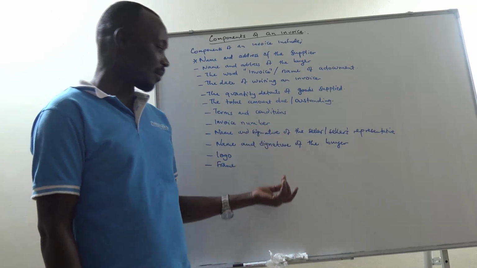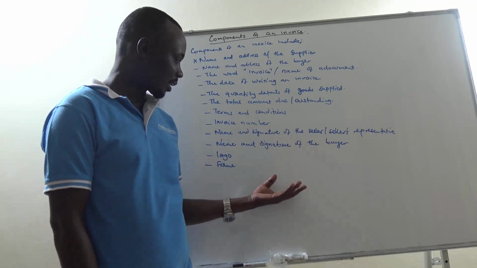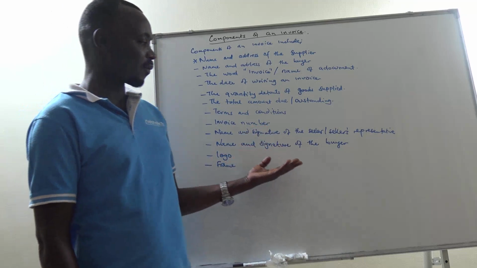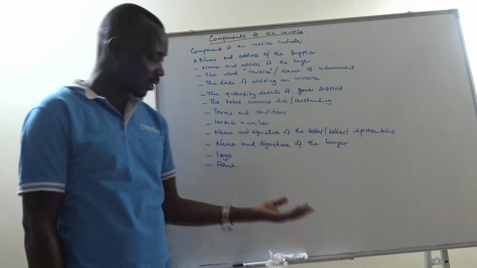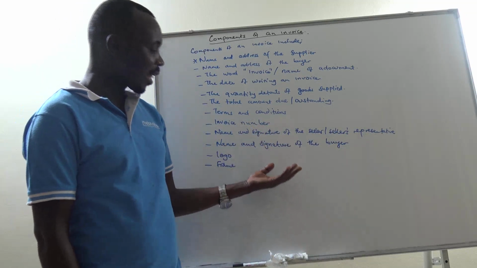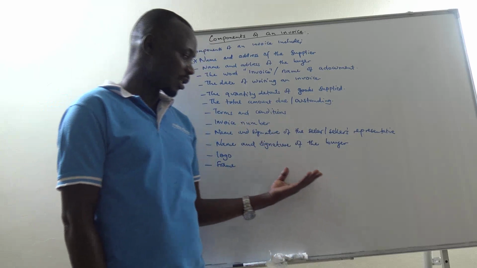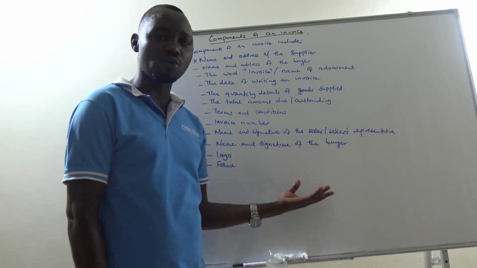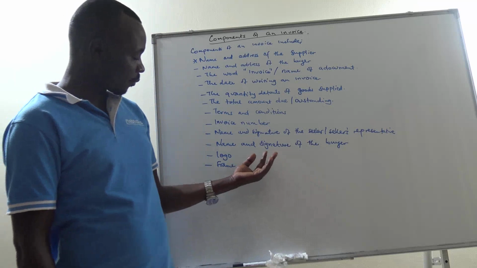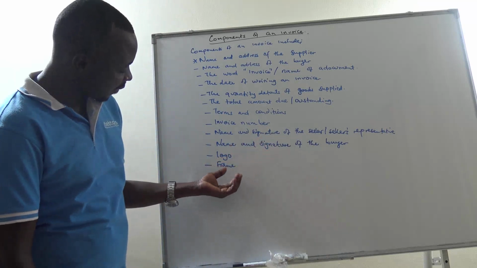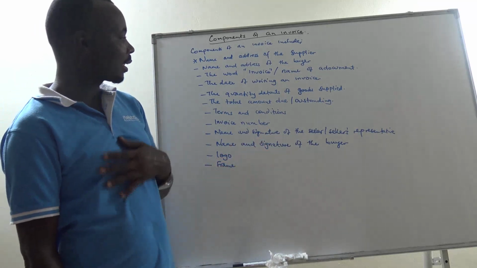Then the invoice number, as usual, we must not forget the document number. Then the name and signature of the seller or the seller's representative who is preparing this document. And at the end of it all, we need to see the name and the signature of the person who bought on credit from you. Then this business must have the logo and the frame.